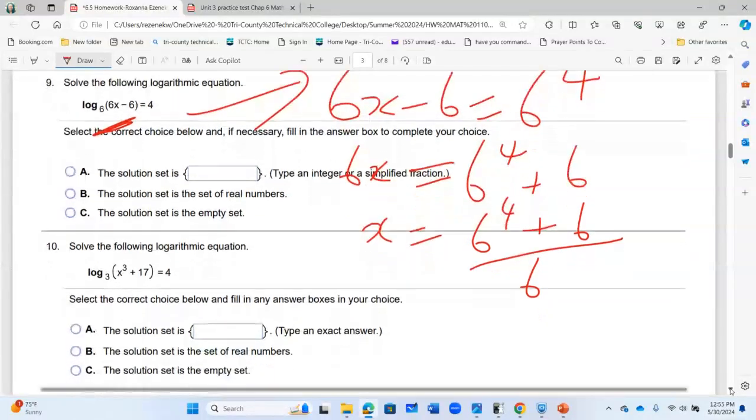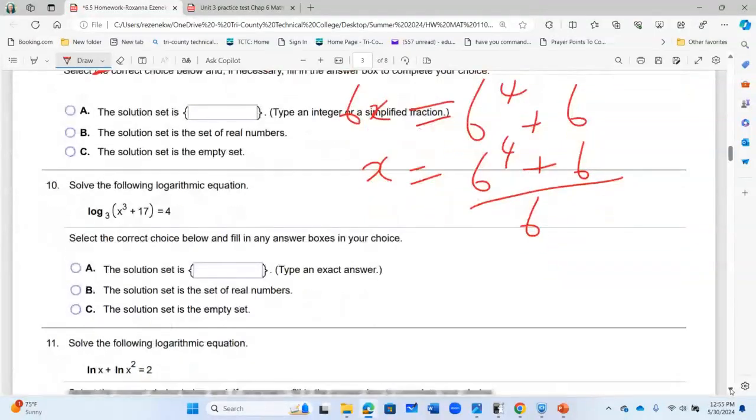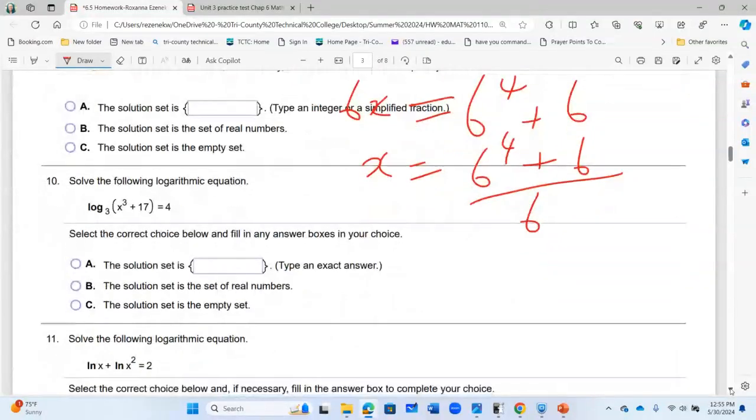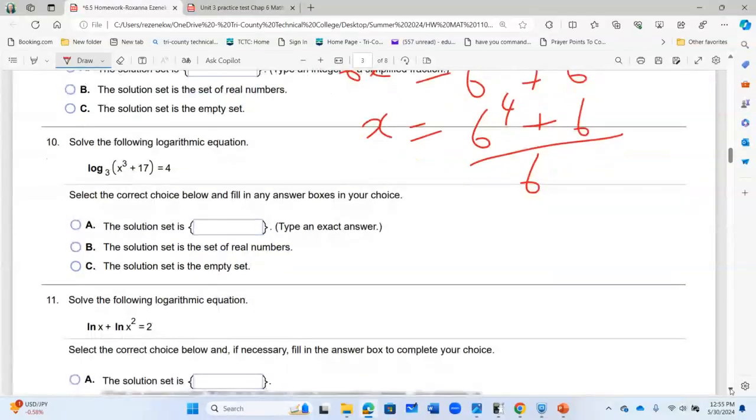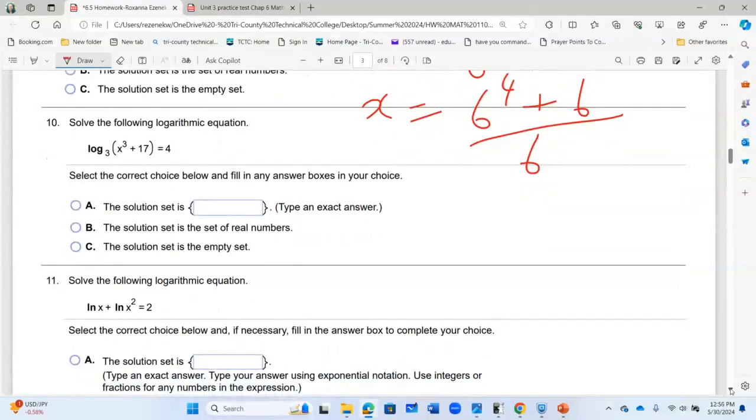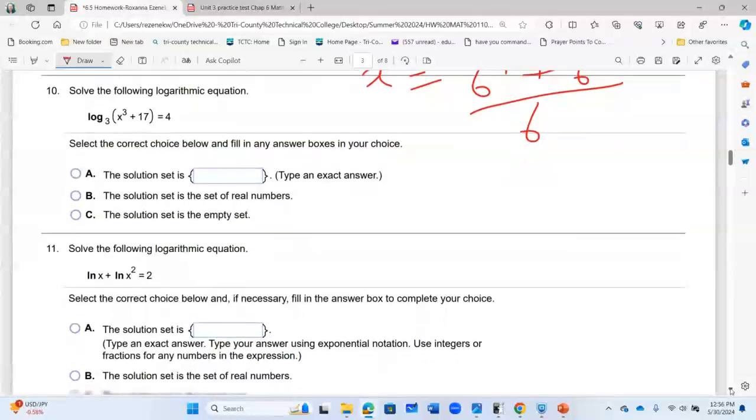I'm not going to put this because we need to get to applications today. We need to make sure we get to applications. The same way we did number 9, we'll do number 10.